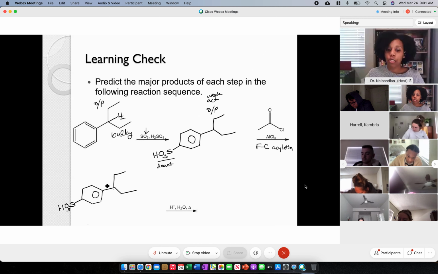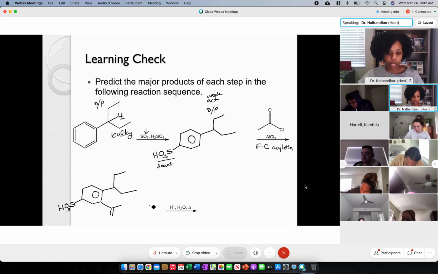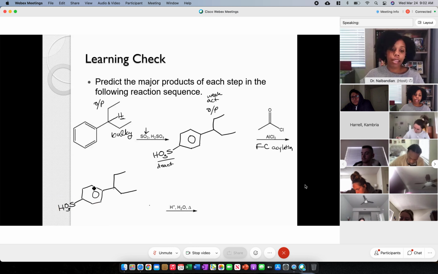So what are we going to do? We're going to add it to the ortho position. It doesn't matter which ortho position you add the group to. Honestly, it doesn't matter. They're both the exact same. Oh, let me add it to the other side because I don't have any space here. But if you had added it to that other ortho position, it's totally fine.